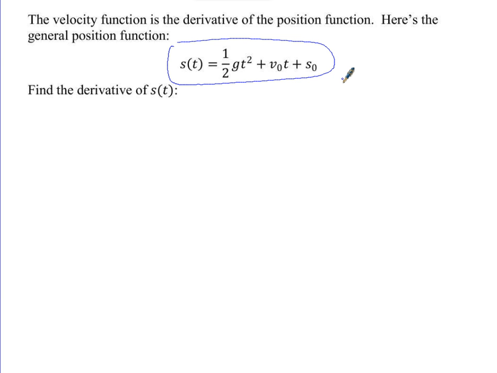Let's find the derivative of s of t. I'll get you started. It's s prime of t equals. Go ahead.